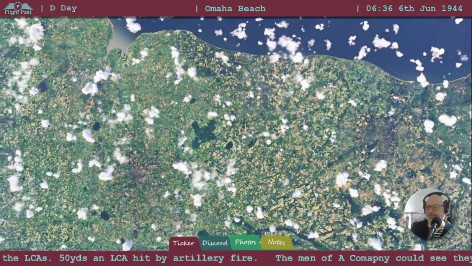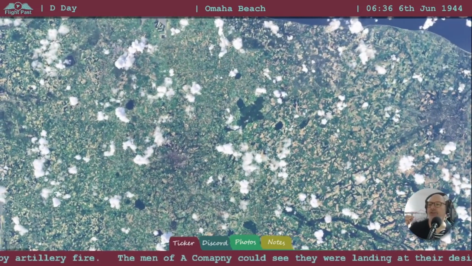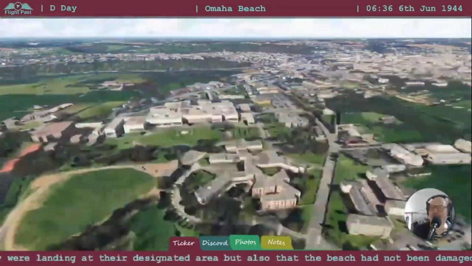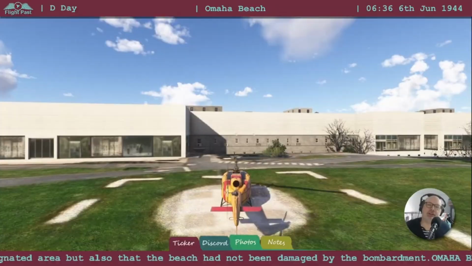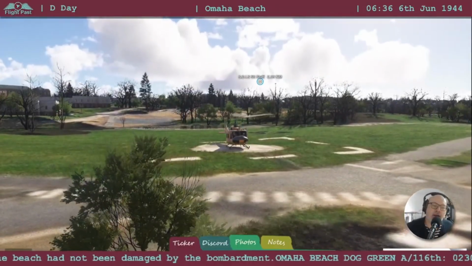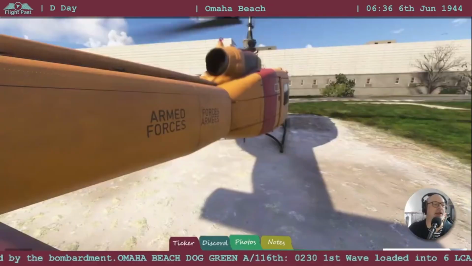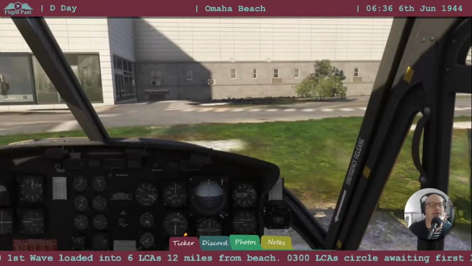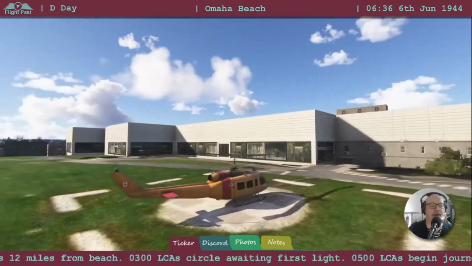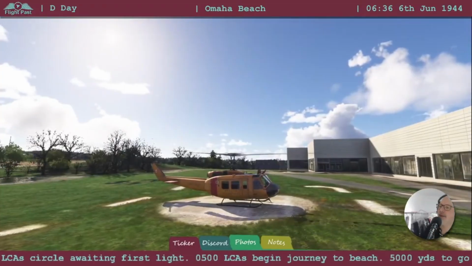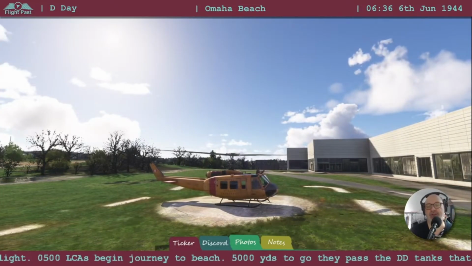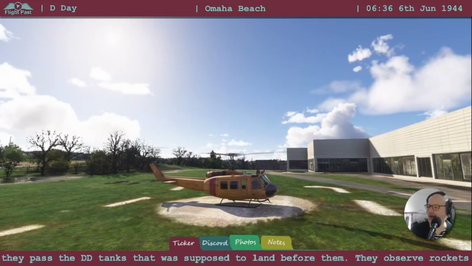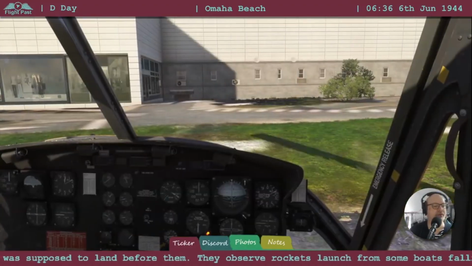I thought we'd start today actually in St. Lo, for the reason that we need to spend a little bit of time talking about the German defences on the day. So let's jump into the helicopter then, and we'll take off.